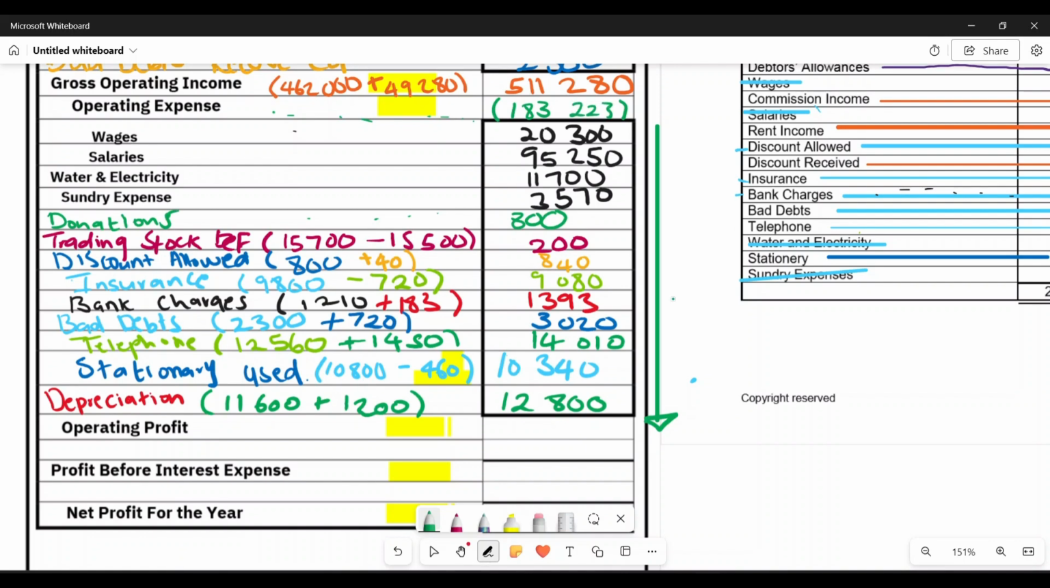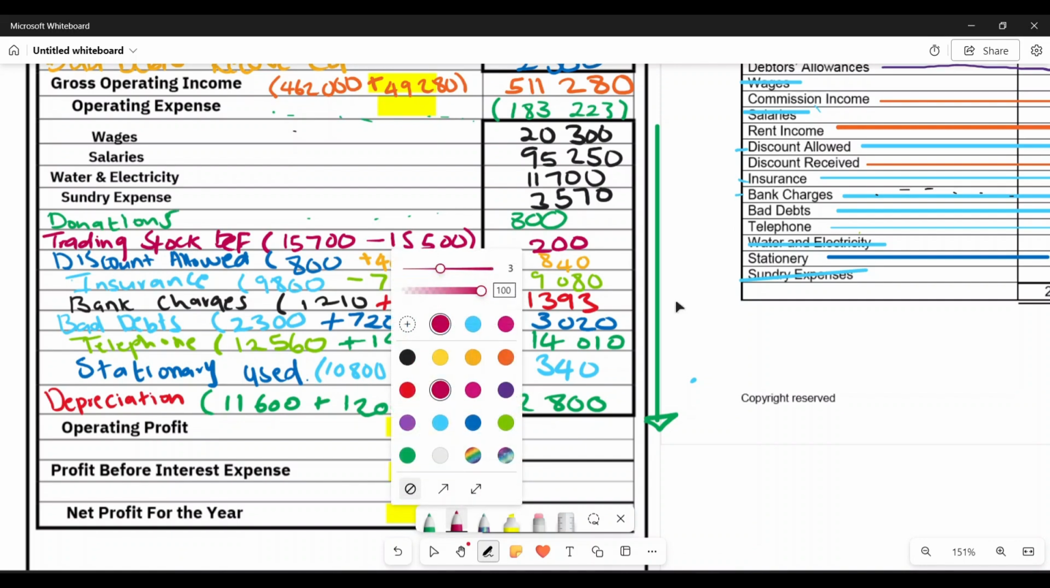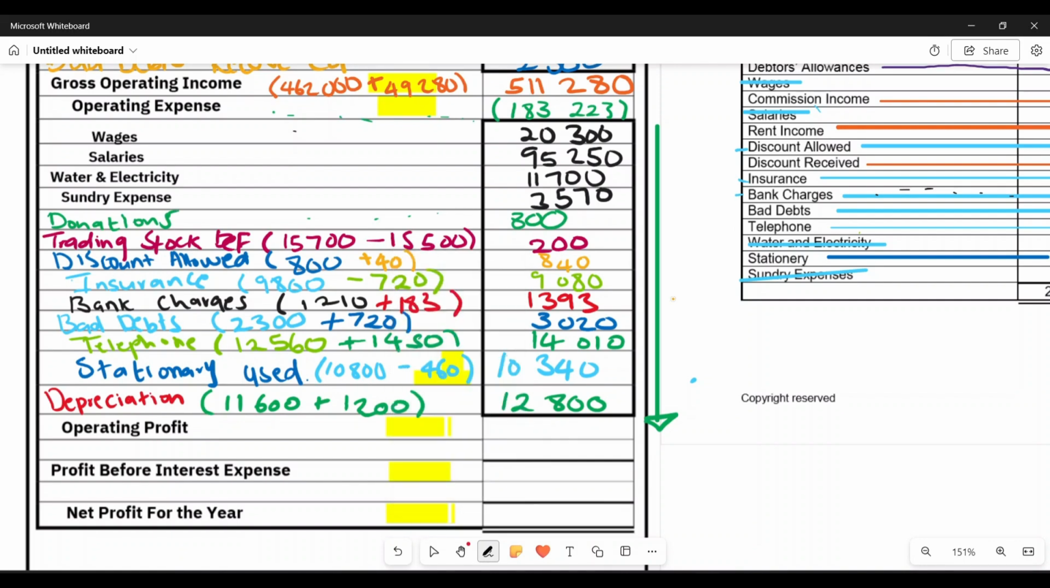Right? Now, moving on to your operating profit, how would you go about calculating it? Your operating profit would be simply your gross operating income, which was 511.80, subtract your operating expense, hence we placed it in brackets, minus the 1,833. This would give you your operating profit. And in this case, your operating profit should be equal to 328,257.